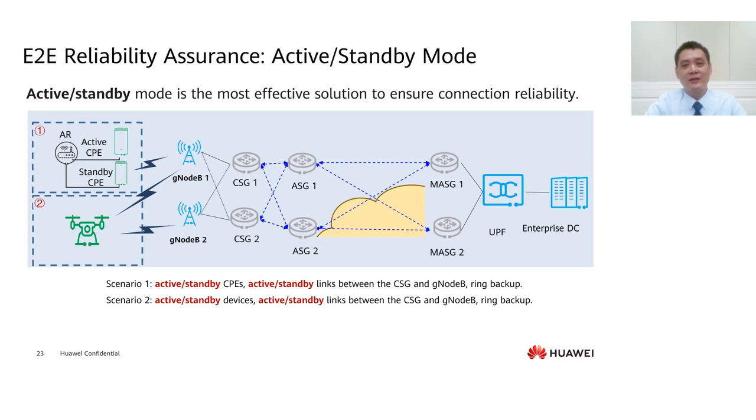From this slide, we can see that all devices and gateways work in active and standby mode. Such devices and gateways include CPE, G-Node Bs, CSG on the base station side, Service Gateway ASG, and MASG on the aggregation side. The entire network is in active and standby ring backup mode. To be honest, this active standby mode is the most direct and effective solution to ensure reliability.